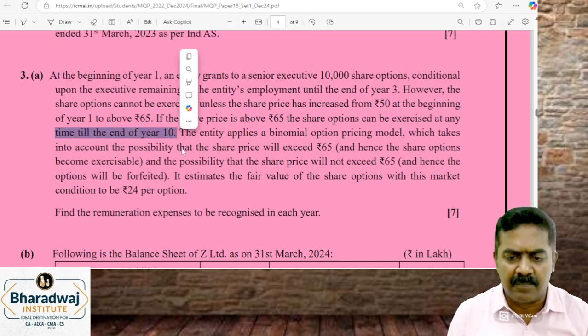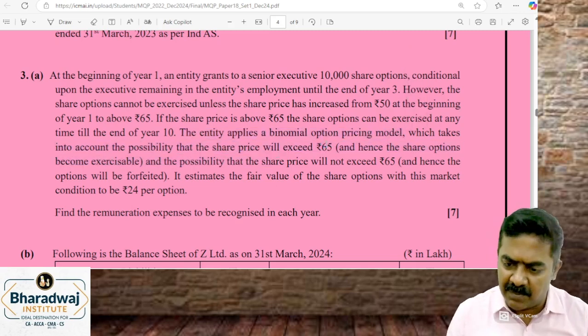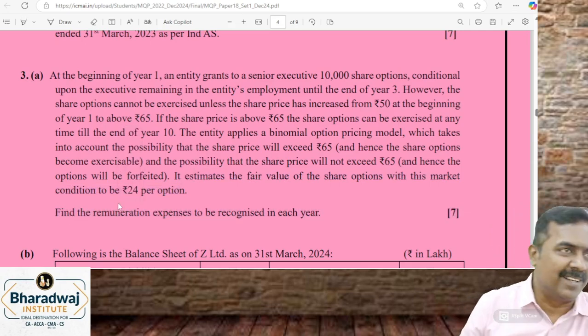10th year கொடுத்திருக்கான். The entity applies binomial option pricing model which takes into account possibility that share price will exceed 65. Therefore, share option becomes what? Exercisable கொடுத்திருக்காங்க. The possibility of share price will not exceed 65 and hence option will be forfeited கொடுத்திருக்காங்க. ரெண்டு calculate பண்ணிட்டு estimated fair value the options with the market condition is how much? 24 per option கொடுத்திருக்காங்க. Calculate remuneration to be recognized every year.